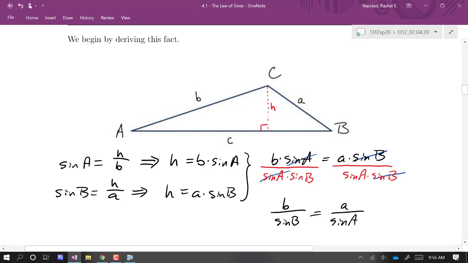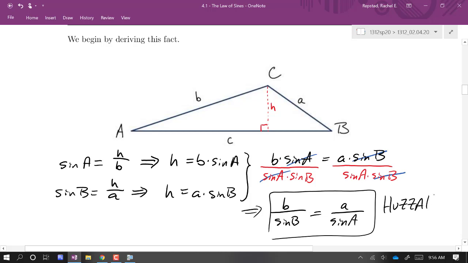If I wanted to make the equation that involves angle C, I could just draw a perpendicular from another angle, but that's the idea. So, huzzah. I'm going to declare victory right now.